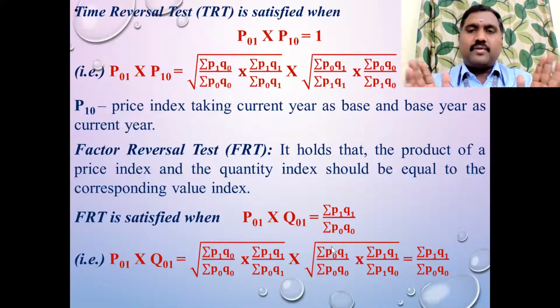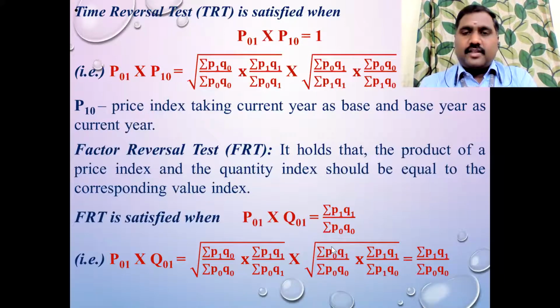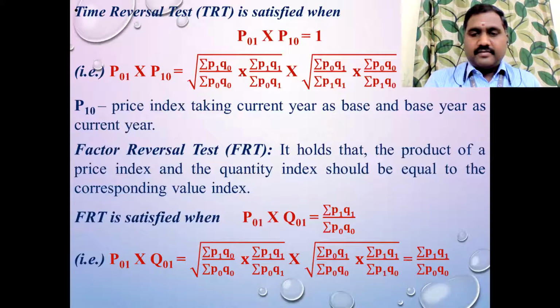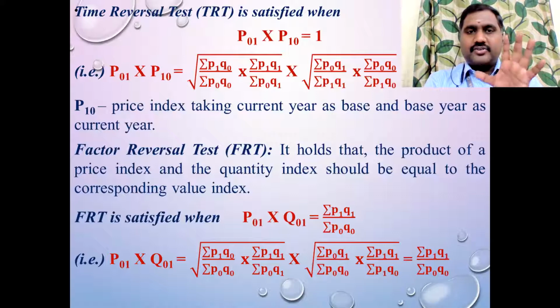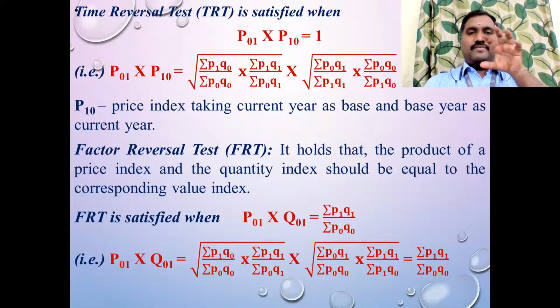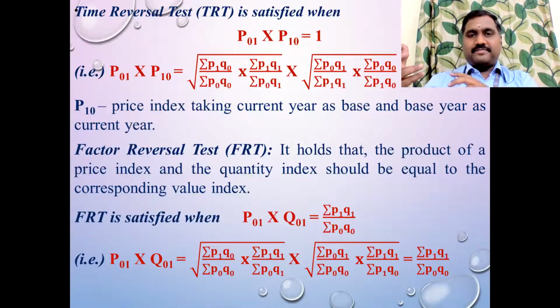If you are clear with the formula, then there will not be any issue. Did you copy this formula and is it clear? Any other doubts in the formula? I think you understood how the Laspeyres formula, Paasche's formula, and Fisher method come. In the Fisher method, how the TRT formula and how the FRT formula. In the TRT formula, the Fisher method formula is multiplied by the reverse of the Fisher method formula.